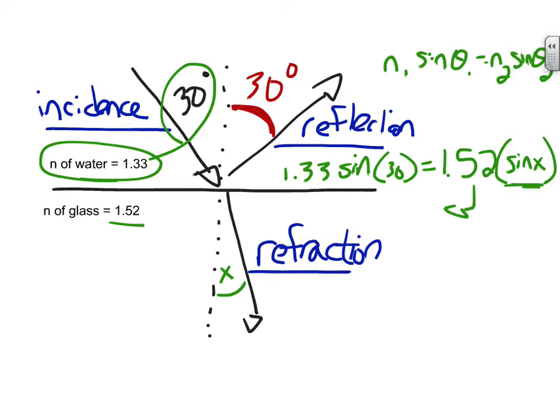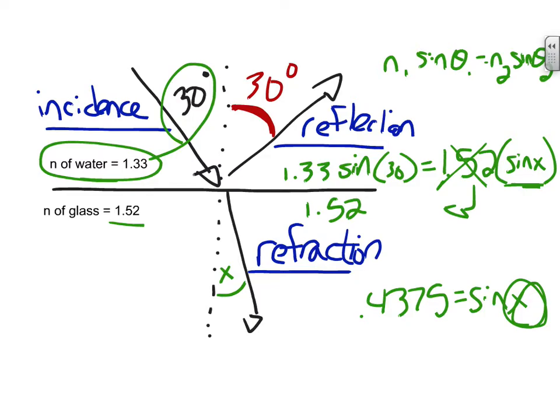So if I'm looking for this, first I want to get this by itself. So I'm going to move the 1.52 underneath here. So that would give me this. So after plugging in that, we end up with 0.4375 equals the sine of x. Well, I don't want the sine of x, I just want x. So I have to unsine this.